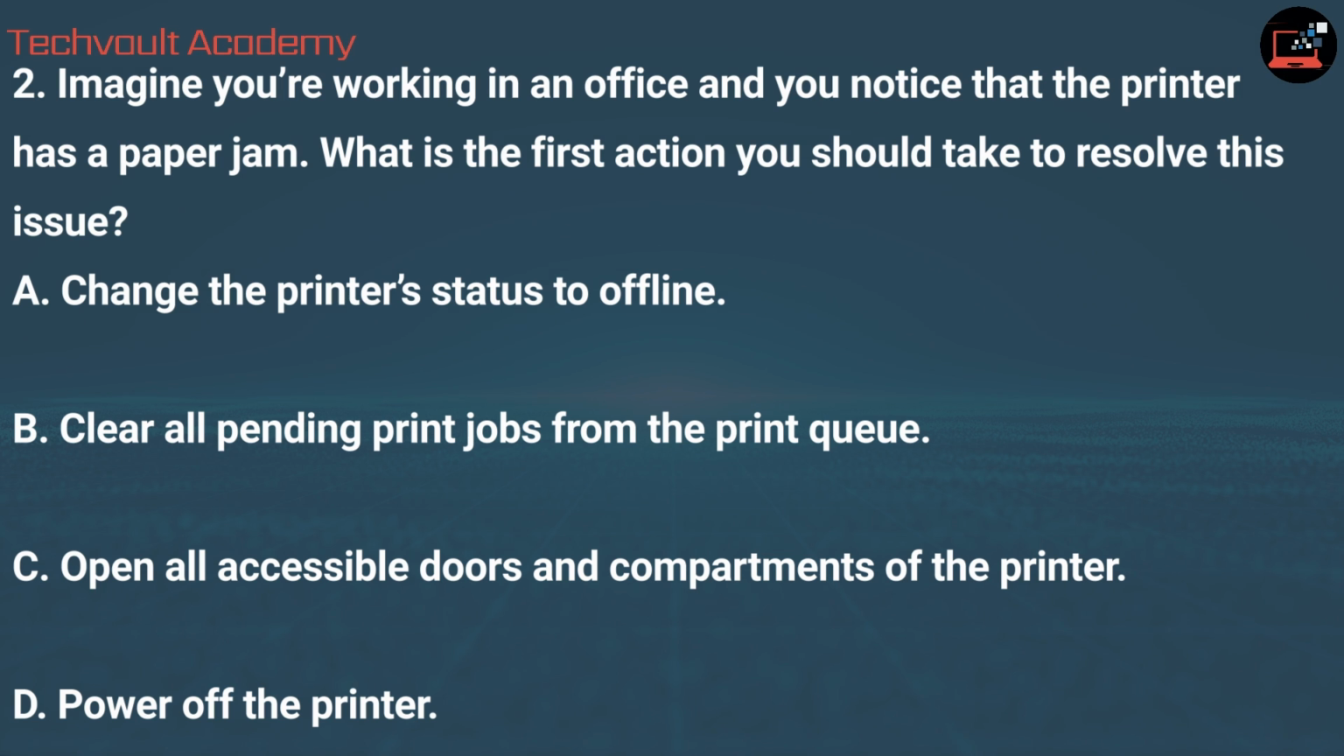2. Imagine you're working in an office and you notice that the printer has a paper jam. What is the first action you should take to resolve this issue? A. Change the printer's status to offline. B. Clear all pending print jobs from the print queue. C. Open all accessible doors and compartments of the printer. D. Power off the printer.